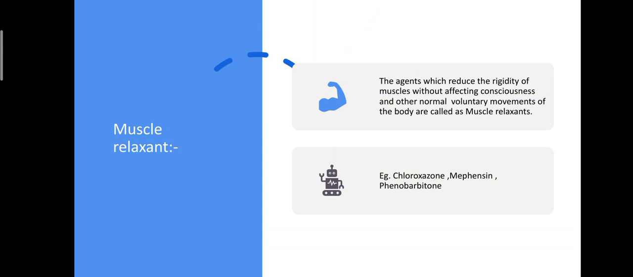Definition of muscle relaxant: the agents which reduce the rigidity of muscles without affecting consciousness and other normal voluntary movements of the body are called as muscle relaxants. These are the very simple definitions of muscle relaxant. Examples of muscle relaxant: these are chlorhexidine, methicillin, phenobarbital, etc.